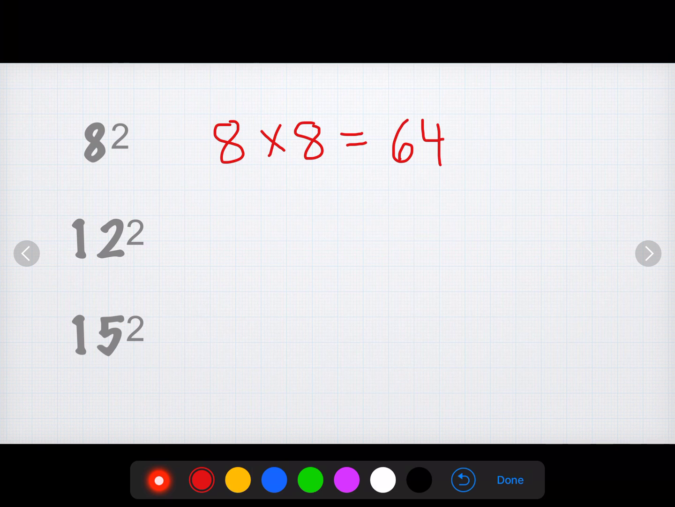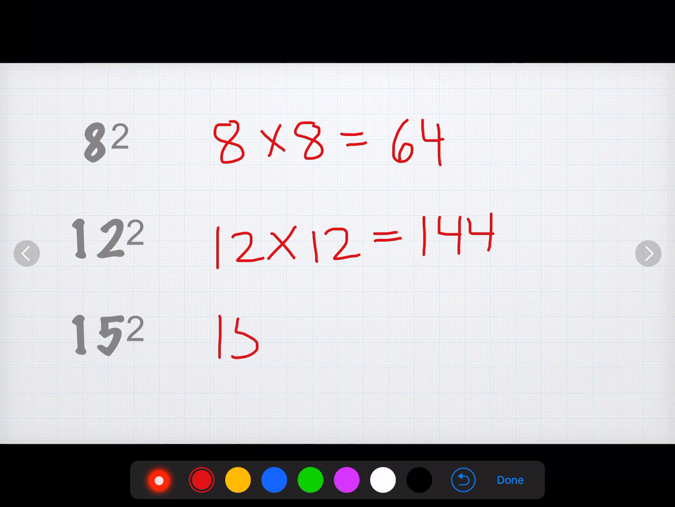First off, what is that small 2 telling me? That small 2 is telling me that I have to multiply my big number twice. So I have to multiply 8 how many times? 2 times. So 8 times 8. So 8 times 8 equals 64. So 8 squared equals what? 64. Now let's go ahead and find 12 squared.